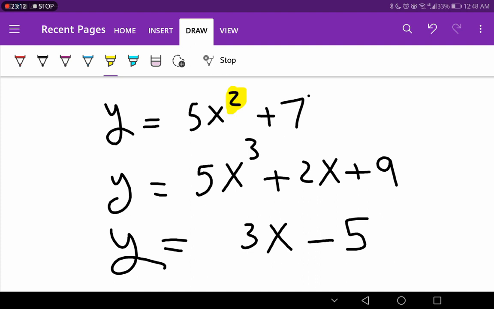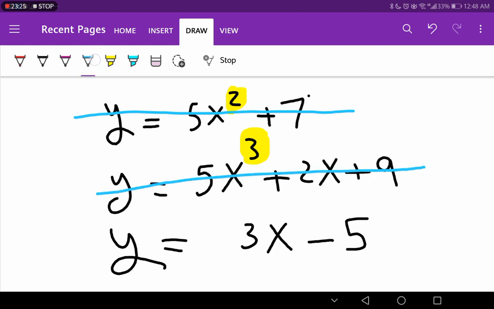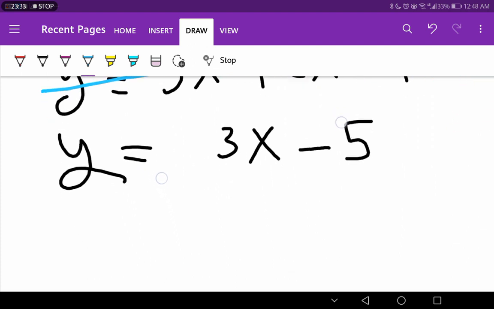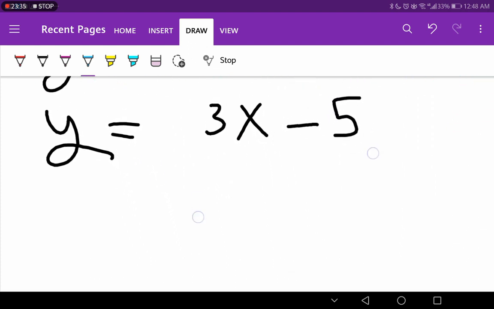Here we have power 2. That means this is not linear. Here the x has a power, something in its head. Yes, it is a 3, so it is not linear. So this and this are not linear. What about the last one? Actually, it is linear. How do you know, teacher? Because there is nothing upstairs. If the power is 1 or not written, it is a linear equation.